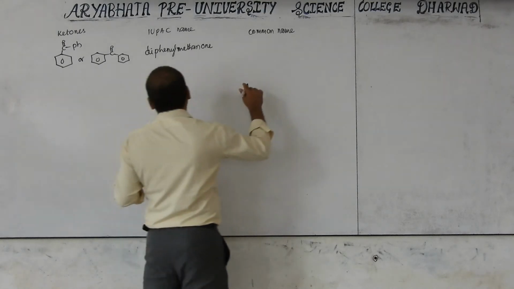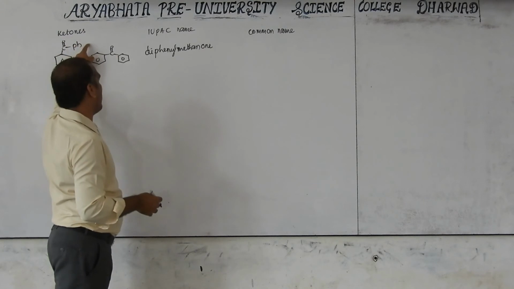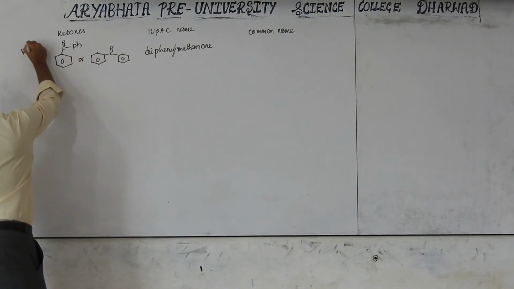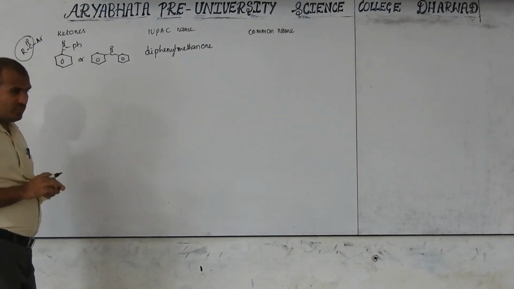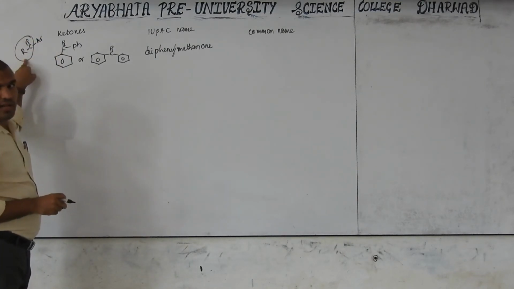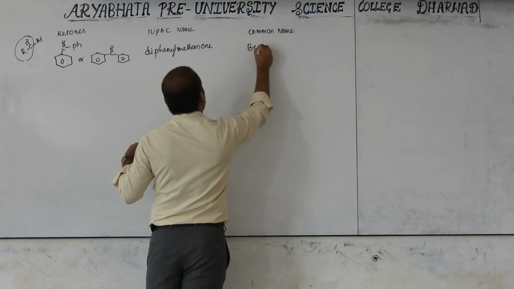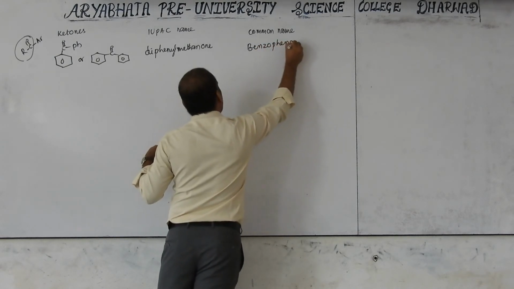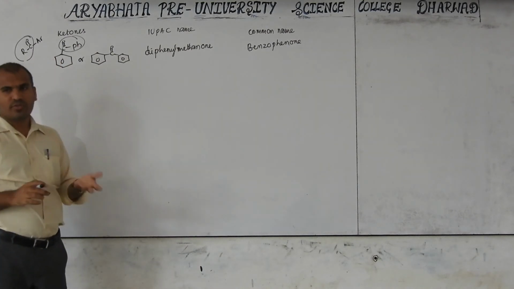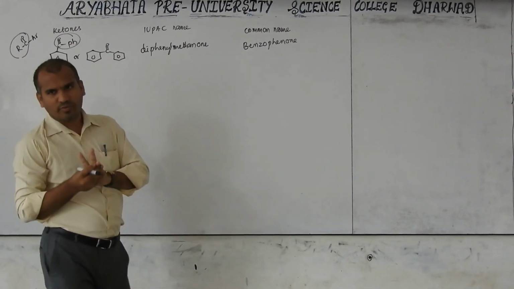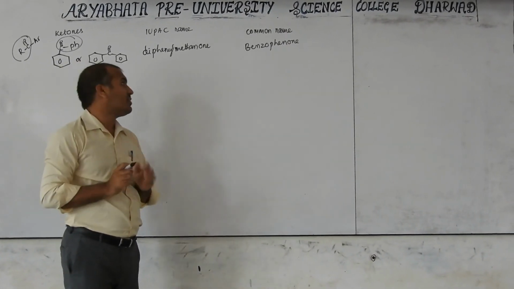And its common name: acyl group followed by phenone. Here the acyl group has R-C double bond O and it is bonded to an aromatic group. R can be methyl, propyl, or any group. That's why it is called benzophenone. This part is benzo, and next it is followed by the phenone name. Benzophenone. 3 names you have to remember: acetophenone, propiophenone, benzophenone. These are frequently used common names. We have to practice this.